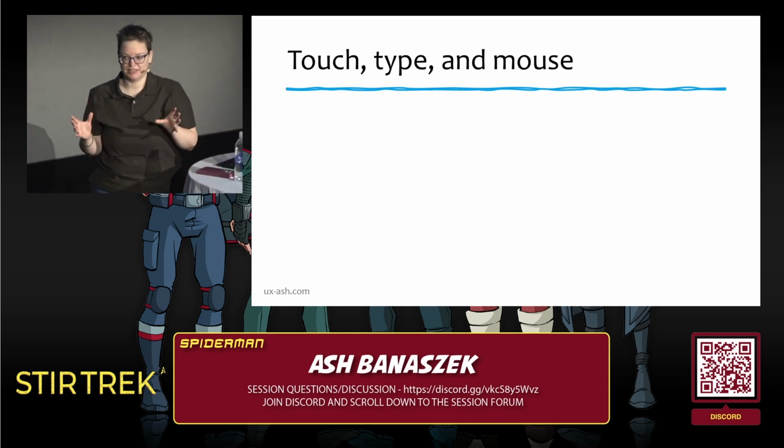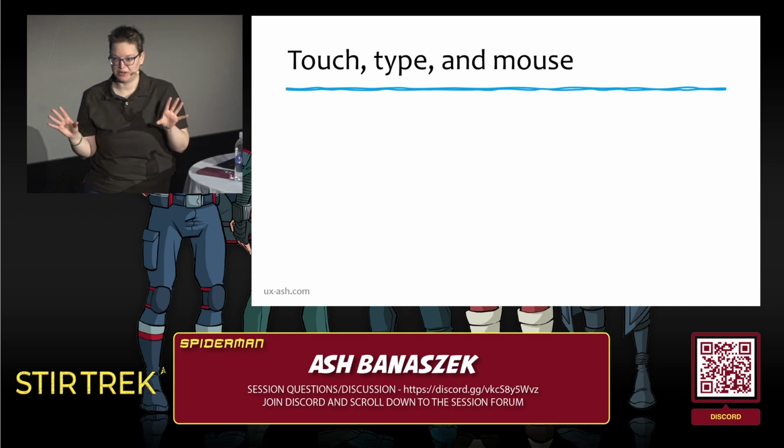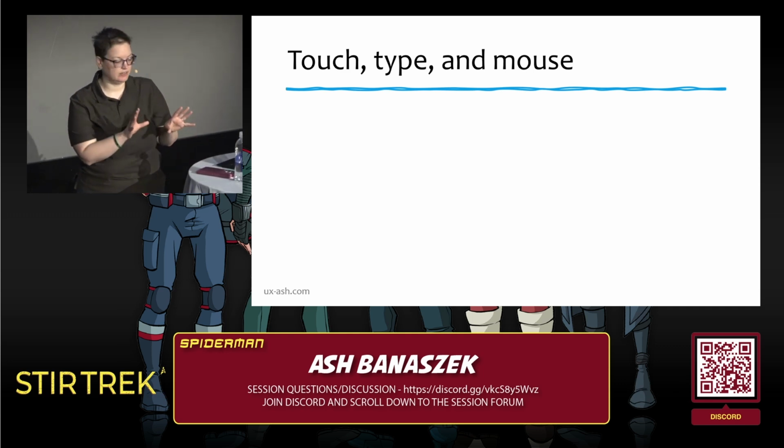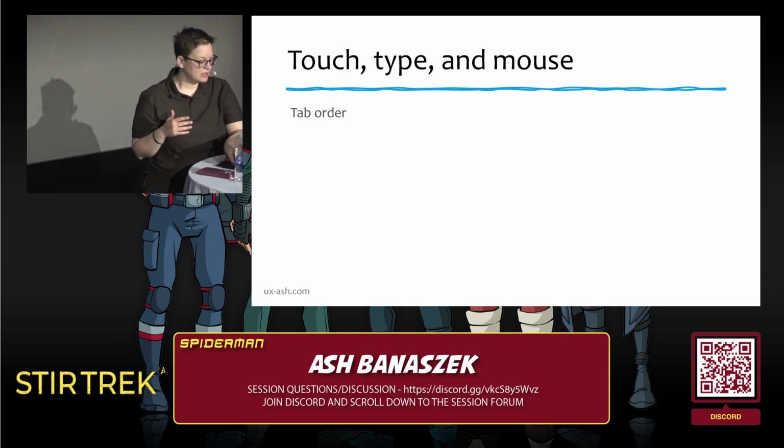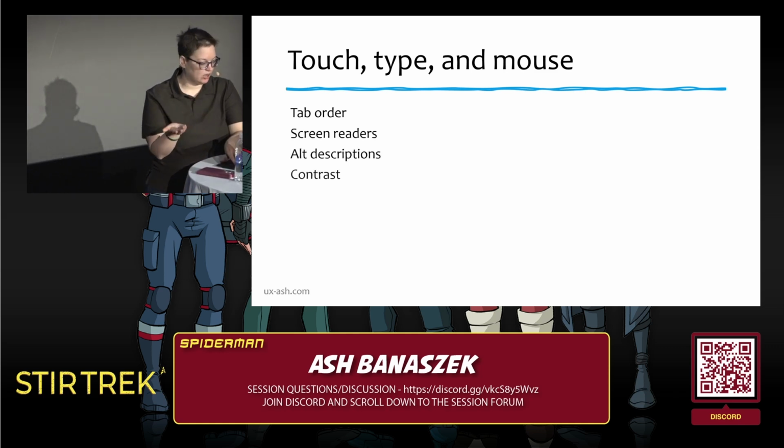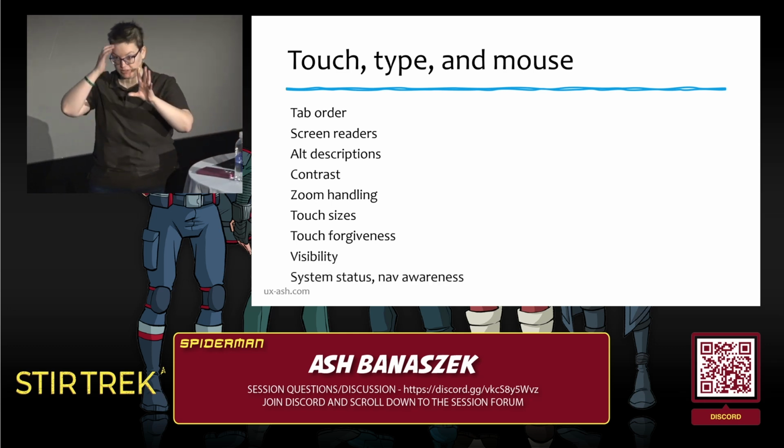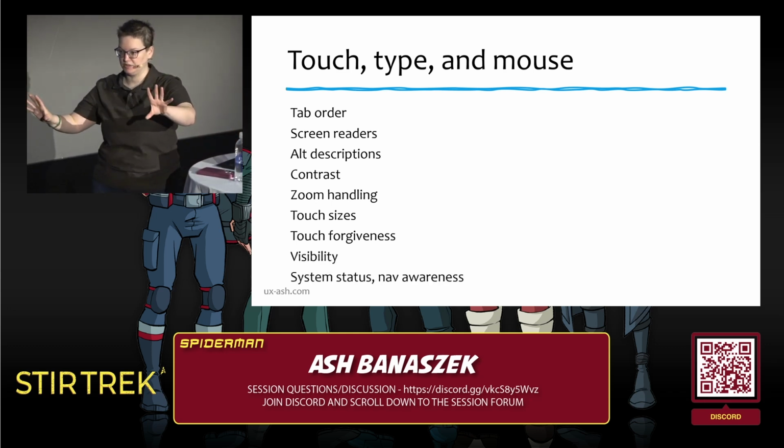You don't need to have eyes to use a product, so I highly recommend you go to other accessibility talks that talk about that, screen readers and that sort of thing. However, when we're talking about this, we're talking about tab order, alt descriptions, contrast, zoom handling, touch sizes, touch forgiveness, visibility, system status, navigational awareness, all that stuff, right? All of that has to do with accessibility.